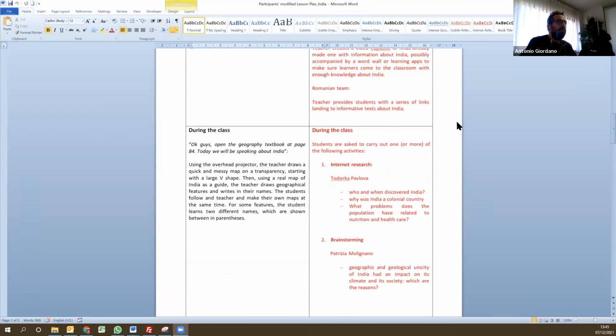A second possible activity which could engage all students is an activity of brainstorming. This was suggested by Patrizia Molignano. Geographic and geological unicity of India had an impact on its climate and its society. Which are the reasons? So again, here students are asked to carry out a practical activity to actively participate in a brainstorming, which is obviously managed and guided by the teacher, because teachers within this methodology are not just in charge of transmitting information. They are much more considered as mentors, as coaches, and within this activity, for example, they have to guide students within the brainstorming activity.